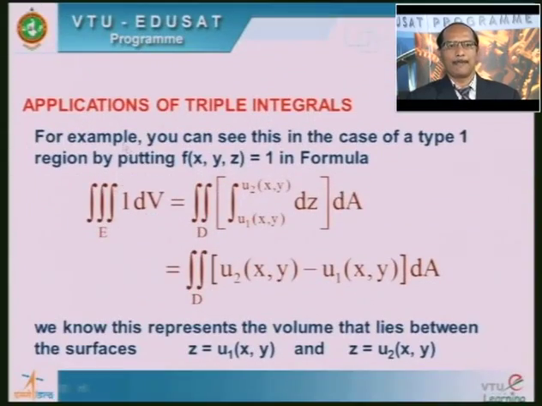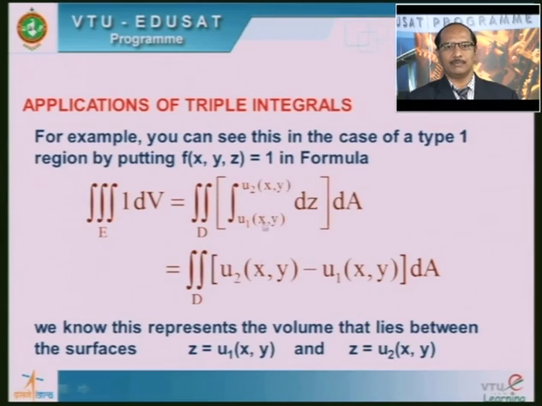And if that is 1, see how the triple integral reduces. When f(x, y, z) is 1, the inner integral is with respect to z, and its limits are functions of x and y. So, when f(x, y, z) is 1, simply the integration of dz is z.